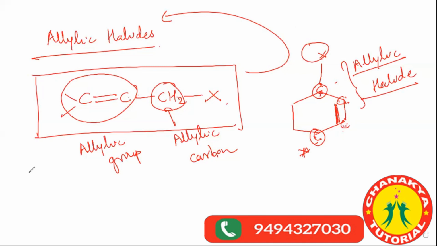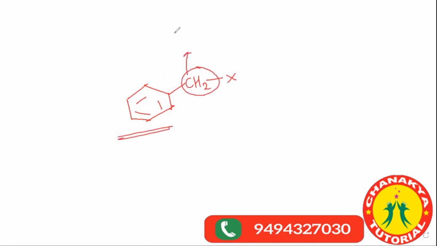Now what about the benzylic group? Right? So benzene, everybody is aware? When benzene is attached to any carbon or any methyl group, and among that one of the hydrogens is replaced with halogen, then that would be the benzylic halide, right? This is your benzene, right? This benzene is attached to this carbon, right? This carbon is called the benzylic carbon. And when it is attached to halogen, it is called the benzylic halide.